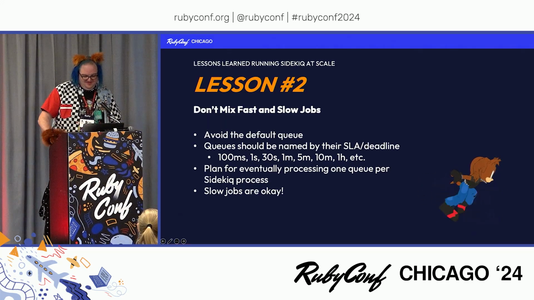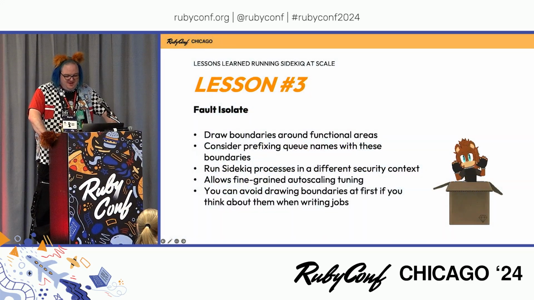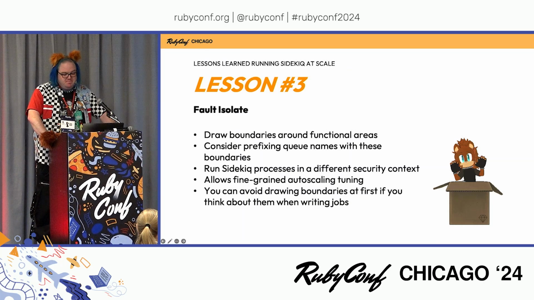So the third lesson is to kind of a little bit contradict what I just said about using queues named after the SLA you want, but to fault isolate. Think about boundaries for pack work, right? If you're going to modularize with pack work, then you're already drawing these boundaries. You're going to have different components and stuff like that. And you can think about your Sidekiq queues the same way. So you have your SLA-based queues, but you prefix them with the name of the component.